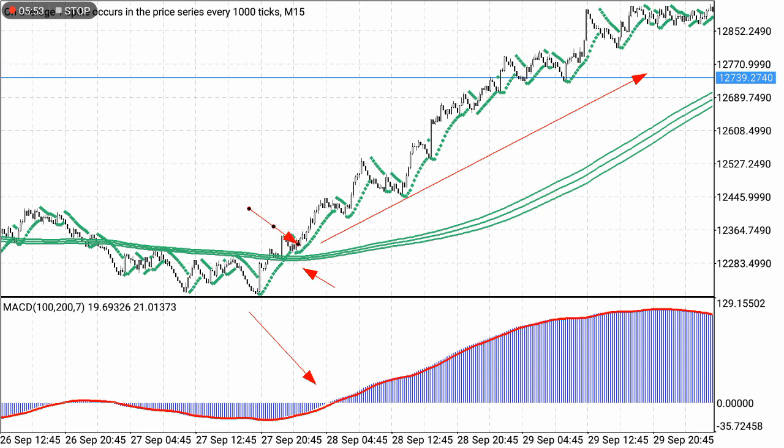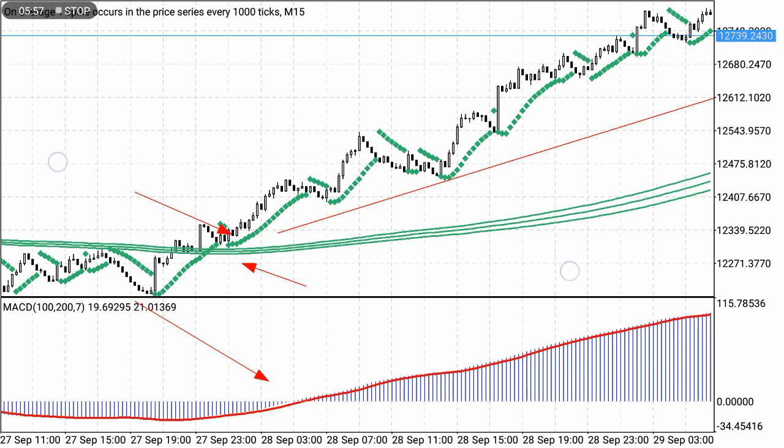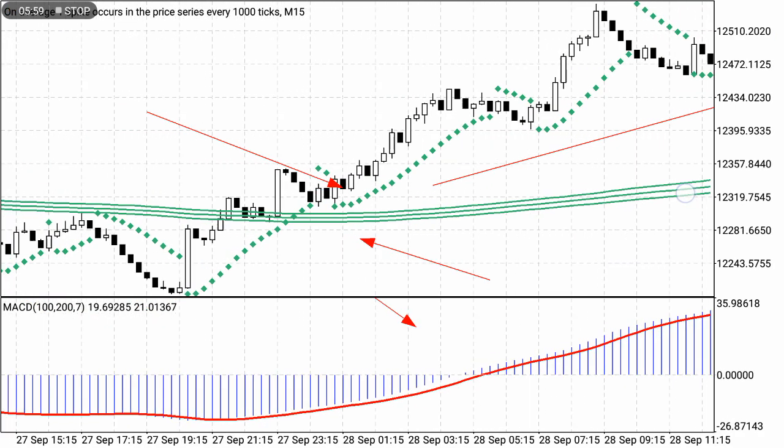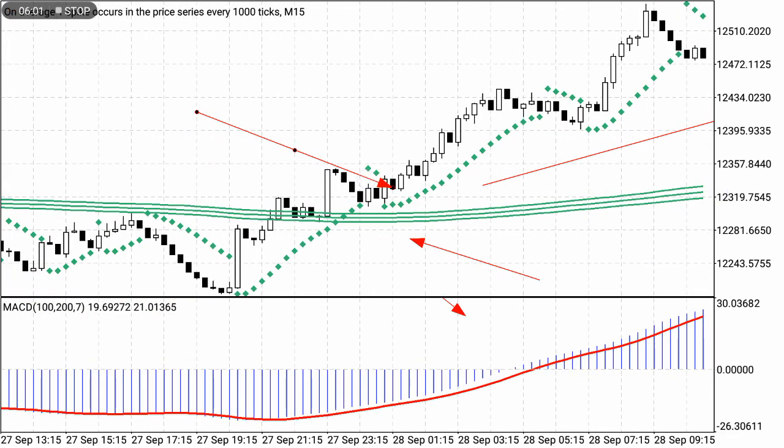Now it's time to show you parabolic SAR. Look here how parabolic SAR works. Parabolic SAR is an awesome indicator to predict the market momentum. Why do we need parabolic SAR here? We need it just to confirm that the trend will continue. We are using it only for confirmation.